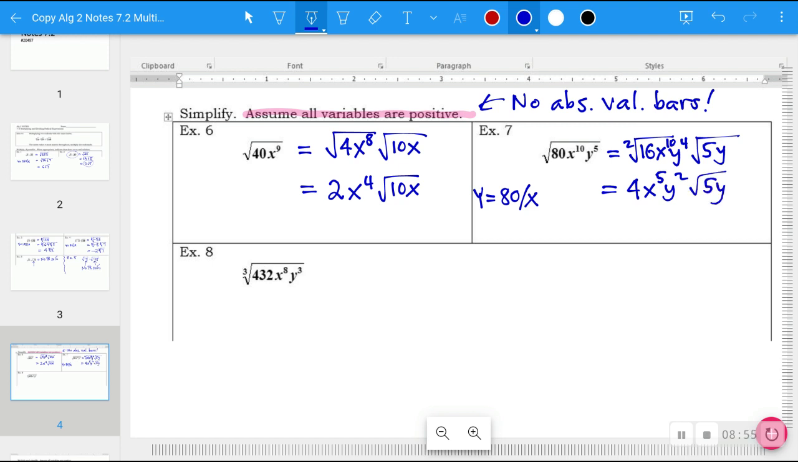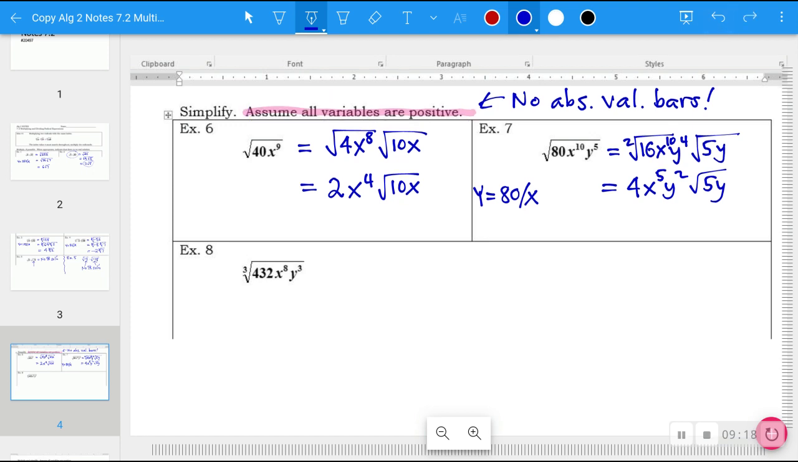Now, normally this part of it would have to have an absolute value around it. Anytime your index is even, like 2, and your resulting exponent is odd, you have to ensure that it's positive by putting bars around it. And normally we would do that, but we have these magical words up here. Assume that the variables are positive, and it means we don't have to worry about it.